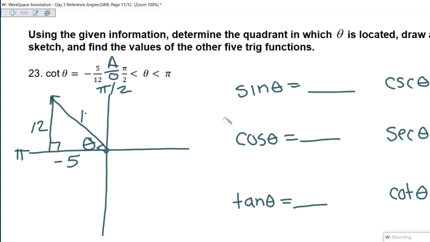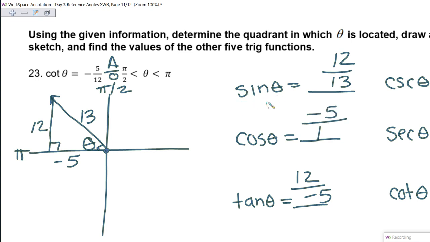So cotangent was negative 5/12. So what would the tangent be? 12 over negative 5. Sine is opposite over hypotenuse. So what would the sine be? 12 over 13. So that means the cosecant would be 13 over 12. Cosine is adjacent over hypotenuse, so what would the adjacent side be? Yes, negative 5 over 13. So the secant would be 13 over negative 5.